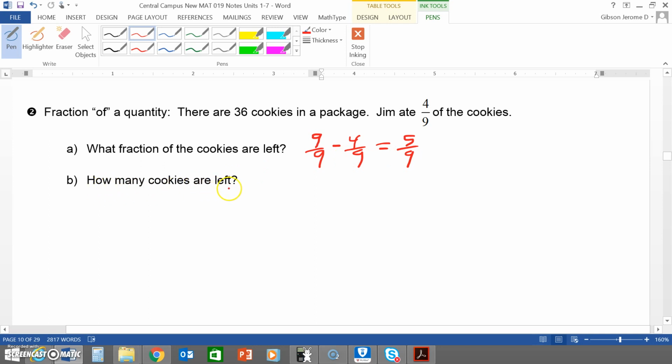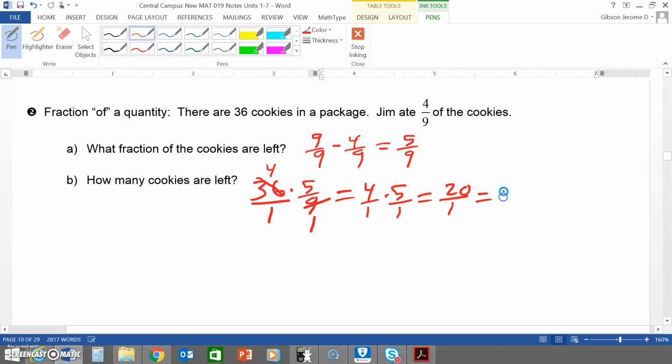Now, we want to know how many cookies are left. So, we would take the 36 cookies, that was the total amount, and multiply by the 5/9, which is the volume that was left. So, we'll put the 36 over 1, and we could do some simplifying before we multiply. 36 and 9 both have 9 in common. 9 goes into 36 4 times. 9 goes into 9 once. So our new fractions would be 4 over 1 times 5 over 1, which would give us 20 over 1, which would give us 20. So it would be 20 cookies that are left.